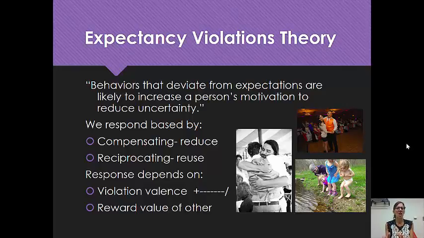Expectancy violation theory is what happens when we expect certain behavior from people and the behavior that they actually do deviates from those expectations. So when I go to kiss someone at the end of a date and they're like, what? That is an expectancy violation. They did not expect me to lean in for a kiss, but I did, and I got this response in return. Expectancy violation is predicated on a few interesting characteristics.